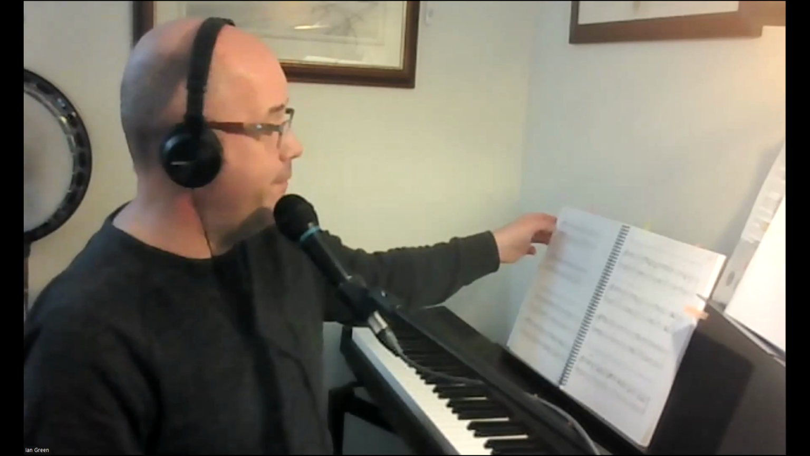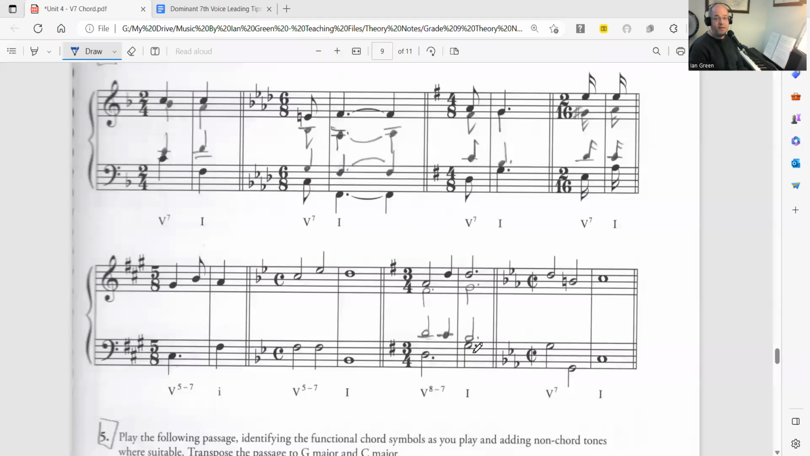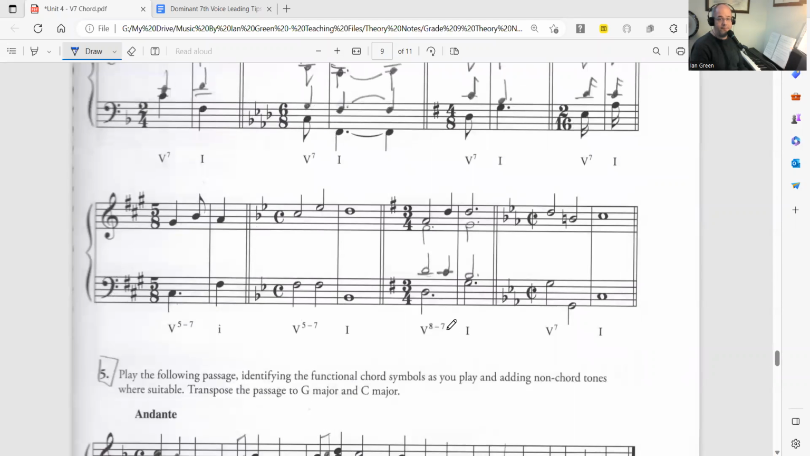This is a video on the dominant 7th chord, and specifically a resolution called 8-7, which can be found in Unit 4 of the Royal Conservatory Level 9 Harmony book. What we are going to be doing is specifically looking at a couple of questions and how to answer them on page 49 as an example. What I'm going to do now is share my screen so you can see the information here.